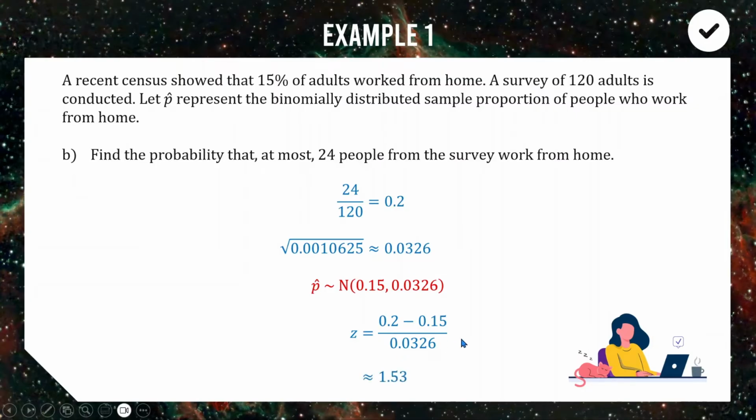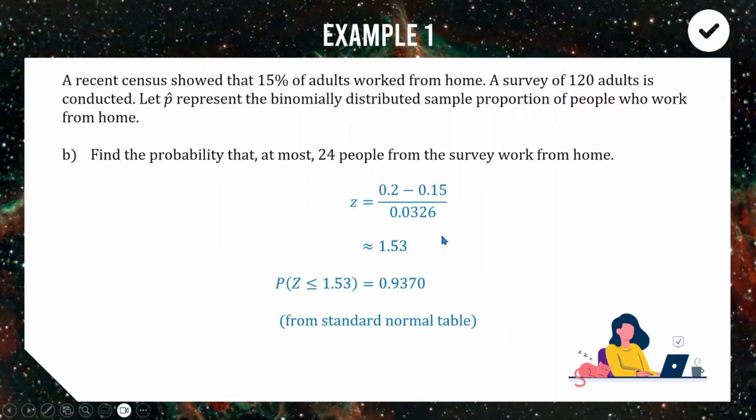Gets us a Z-score of approximately 1.53. We're always going to round these to 2 decimal places, because the tables that we're working with only use 2 decimal place accuracy. Okay, this is the point where we grab our standard normal sheet from before, like I showed you on the screen. You look up a Z-score of 1.53.